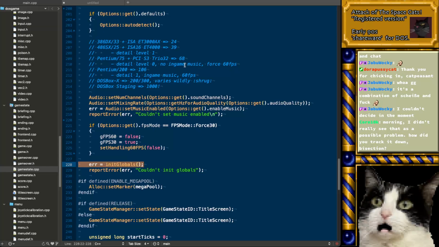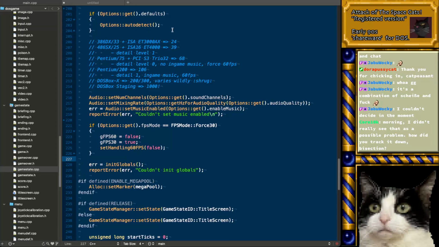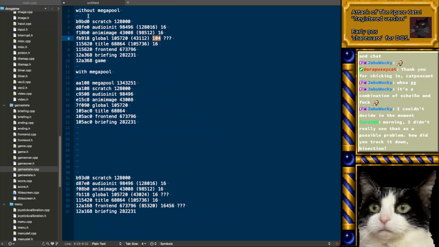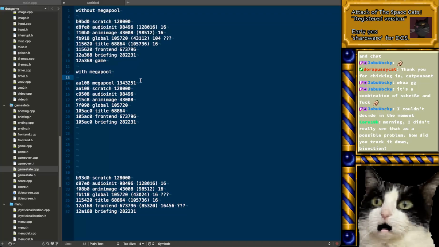Gordon, hello there. How are you doing? Welcome in. I didn't really see that as a possible problem. How do you track it down by section? Oh, you mean the interrupt handling stuff? With these crazy tables is how I tracked it down.